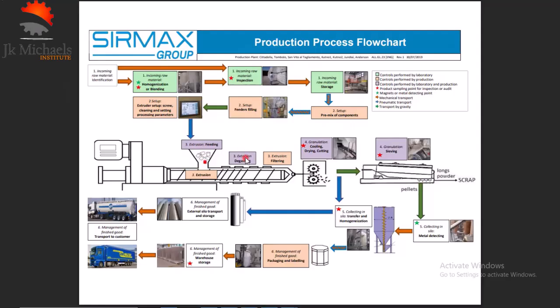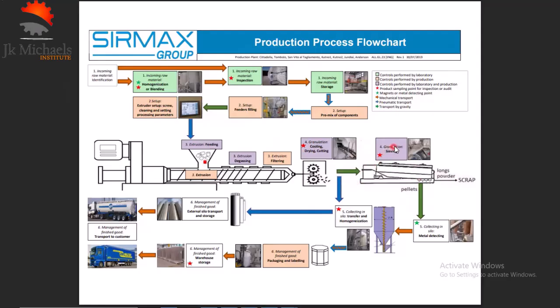We have extrusion degassing, we have extrusion filtering. We have granulation controlled by production and laboratory, cooling, drying, and cutting, right? And then we have granulation, which is what? Sieving, right? Under process step 4. Now, under process step 5, you can see the output: we have lump powder, which will be scraps, and then we have pellets, right? And then we go on to process step 5.